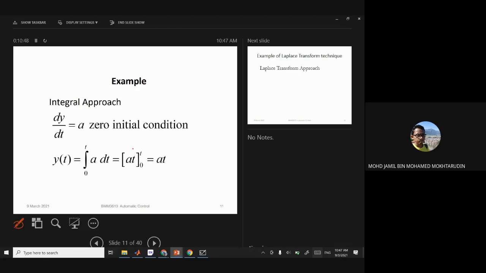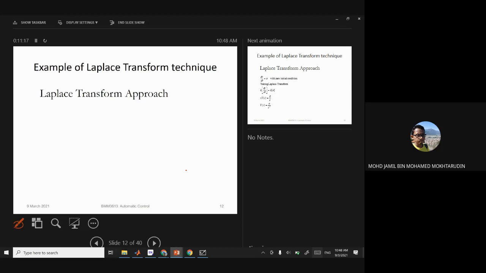Okay, so this is an example of how to differentiate the process of using the Laplace transform and not using the Laplace transform in solving the equation dy/dt equals a. So let's say you have dy/dt equals a and you want to find y. If you use manual integration, you get y(t) equals a t.